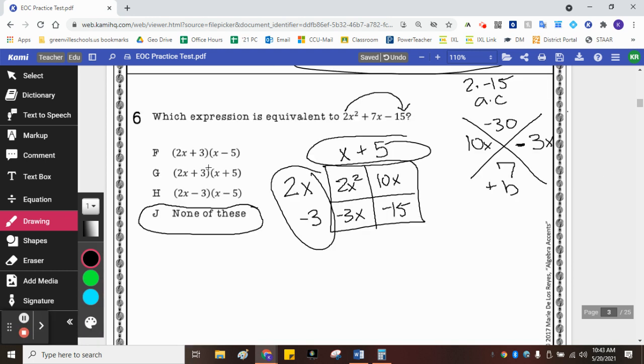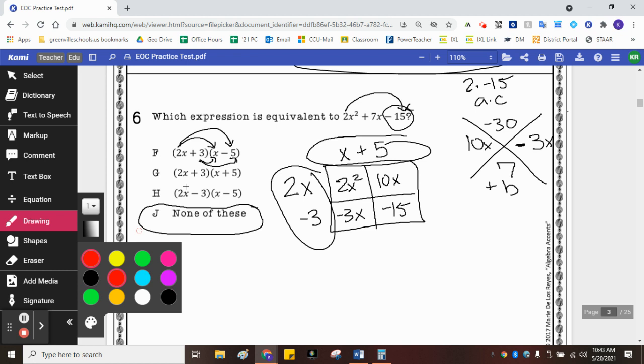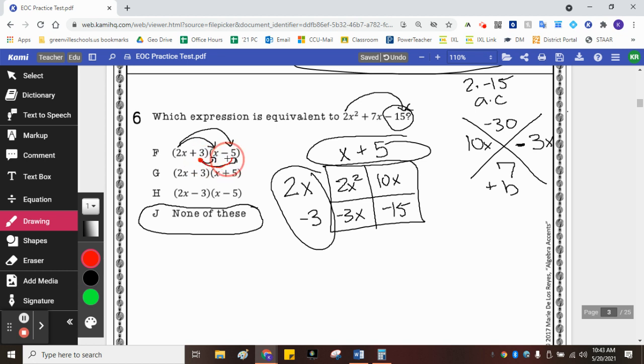So just thinking this one through a little bit, you usually FOIL these, the first one to the first one, the second one to the last one, this one to this one, this one to this one. And to get your last number, it's the 3 to the 5. So 3 to the -5 would give me -15. So it could be this one to check, but 3 to the 5 would give me +15, so it can't be that one. And -3 times -5 would be +15, so it can't be that one. So it'd either be F or J if you want to try to work it backwards.